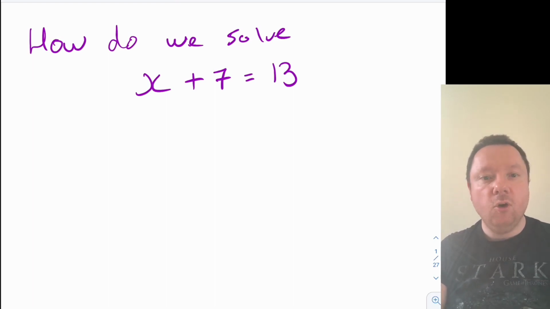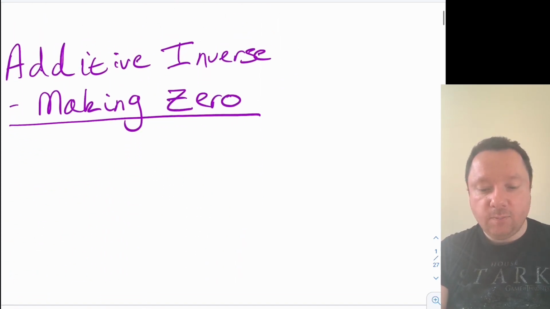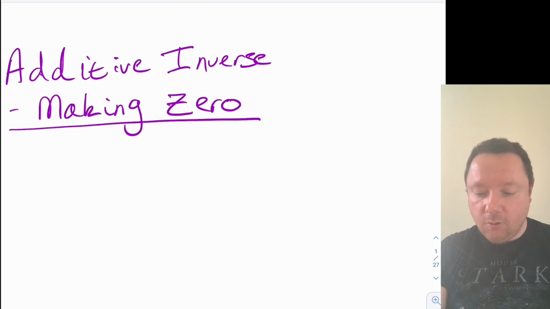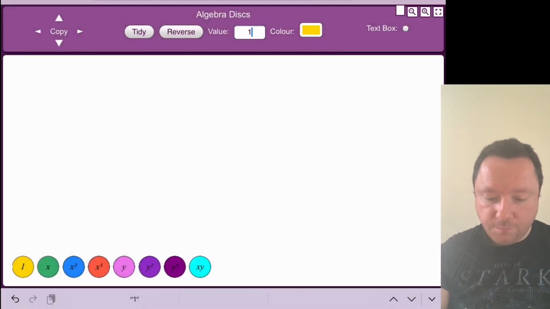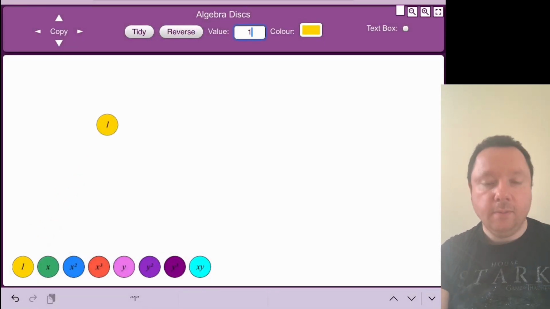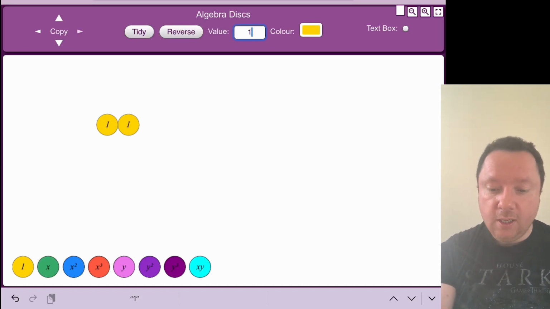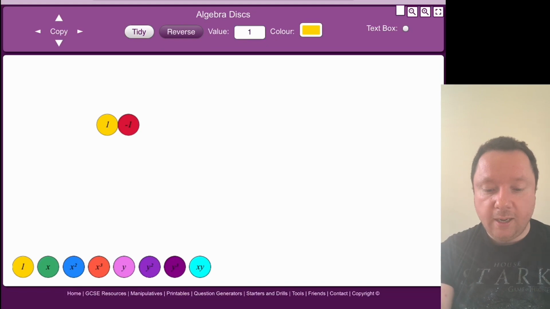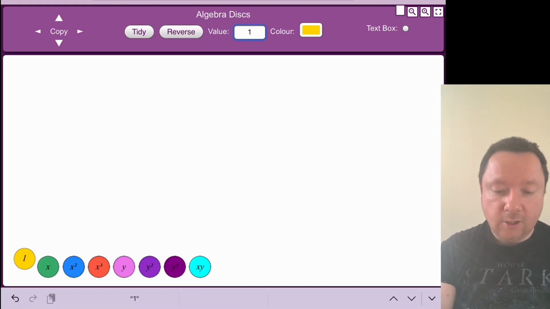Let's first of all look at something else before we even do that, a skill we'll need, and it's called the additive inverse. Additive inverse, basically making zero. I'll do this with an example animated wise. So let's say I took a number 1. If I want to make 0, obviously I'm going to have to take away 1, right? That should be obvious. So I can reverse that, 1 and minus 1, and that would make 0. It would disappear, right?